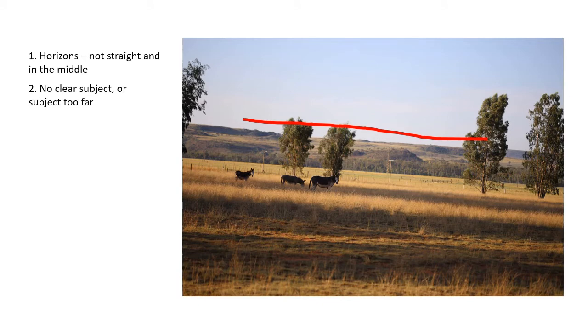The next thing is that there's no clear subject, or the subject is too far away. So I want you to be looking at the donkeys in this photo, but they're kind of far away and in the distance, and they don't stand out in any way. So you don't see them as a clear subject, and you get distracted by everything else around them because they're not standing out enough in the photo. So you really need to think about what your subject is and what you want the viewer to be looking at. That needs to really stand out in your photo, whichever photo you're taking, for it to be stronger.